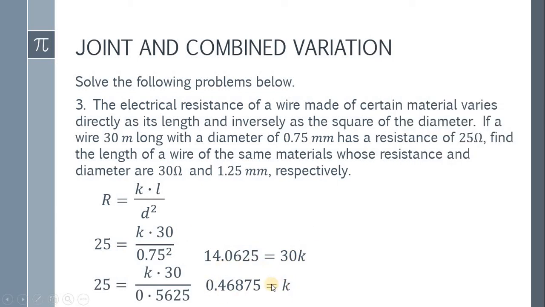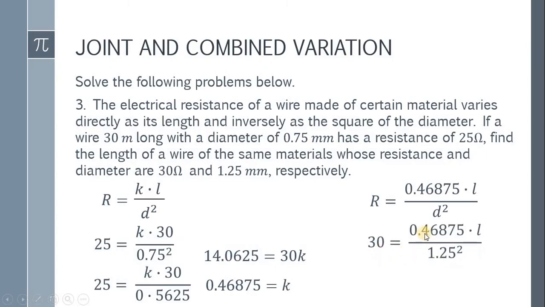Now, ipapalit natin yung value ng K dun sa ating equation. So, we have R is equal to 0.46875 times L divided by D squared. Now, since meron tayong equation, pwede na natin sagutin kung ano man yung tinatanong. So, find the length of the wire of the same material whose resistance and diameter are 30 ohms and 1.5 millimeter respectively. So, dito, nawawala yung L given yung R or yung resistance and yung ating diameter. Substitute lang natin. So, we get 30 is equal to 0.46875 times L divided by 1.25 squared.